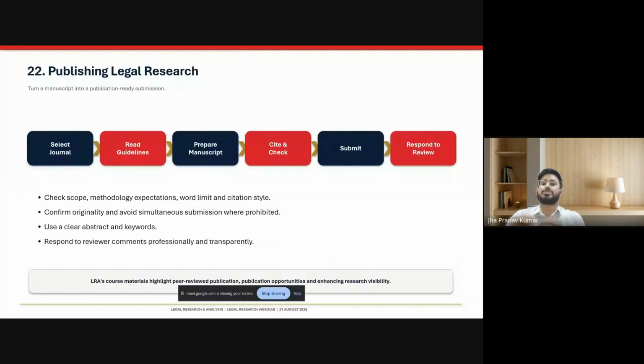So you need to select a journal. For instance, you have taken a journal named Journal of Legal Research and Analysis, number 1. You need to read the guidelines. We also give you guidelines for submission. You need to read it. Then you need to prepare a manuscript. Your manuscript, which I presume that I have taken you through the process, you have read and you have prepared the manuscript. You need to do a proper citation and also check the sources and what are the citation style for that matter. And then you submit it.